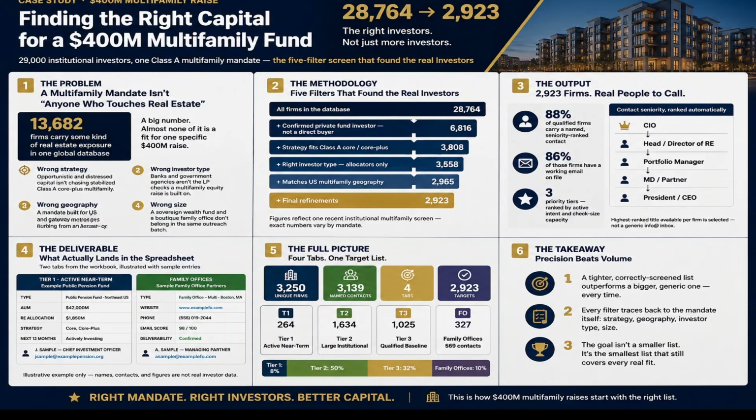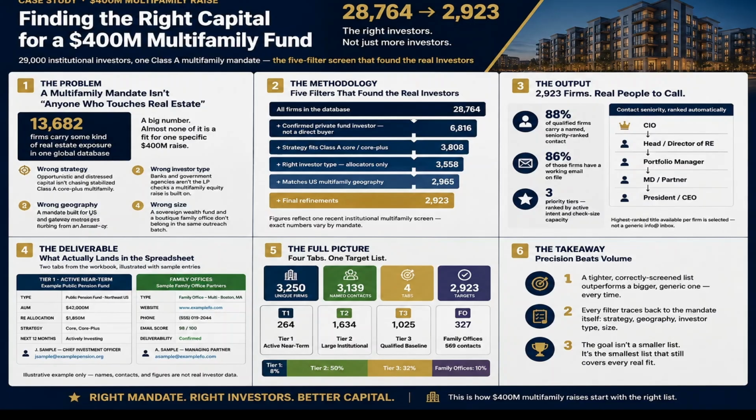So the wrong strategy would be just to include opportunistic and distressed capital when this is a completely different asset class. Two, wrong investor type. Banks and government agencies aren't the LP checks a multifamily equity raise is built on. Really what we're looking at here is the key parties. We don't want to go out to the whole database. Third, wrong geography, so we're stripping out anything that doesn't want to look at the US. We're not trying to be opportunistic. We're trying to be more laser focused in this particular case. And fourth, the wrong size. A sovereign wealth fund and a boutique family office don't belong in the same outreach batch.